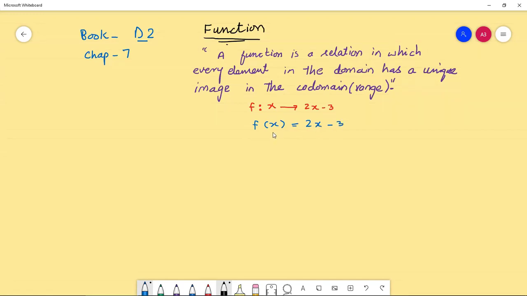So what is domain and what is range? We will discuss this thing in a live session. First we are going to discuss how we can solve questions related to function.